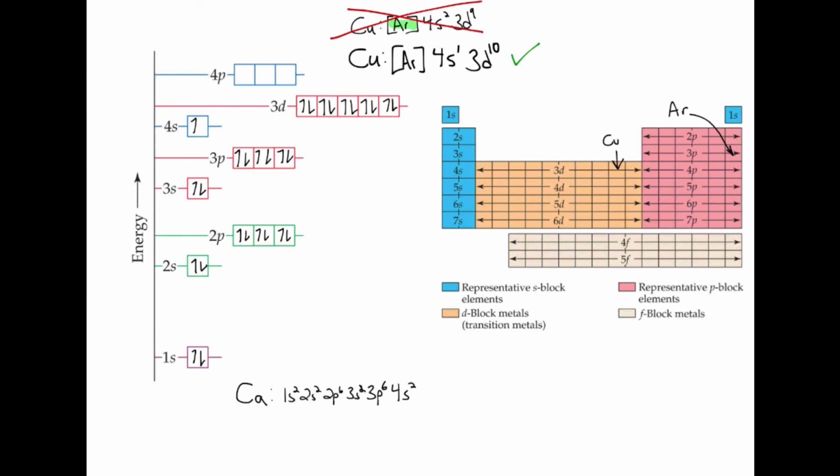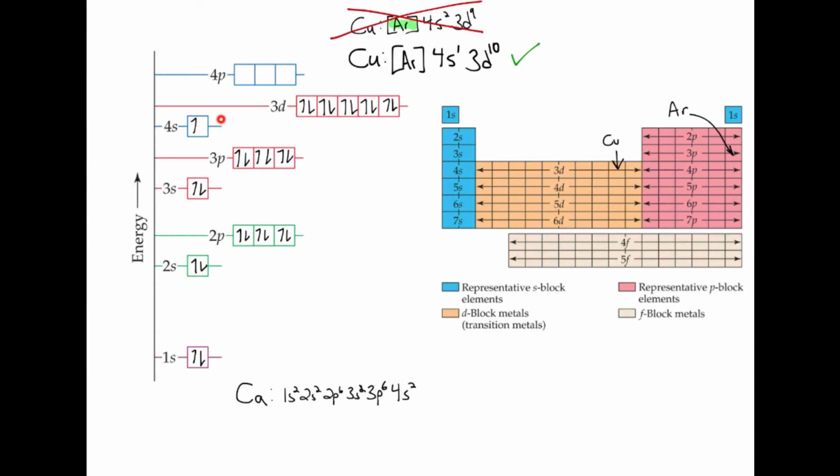But we now have a balance. We have a decision to make. Is it better to make the 4s especially stable with a full set of electrons inside, or is it better to make the 3d especially stable with a full set of electrons within it? And the correct answer is, of course, that it's better to make the 3d set full for essentially 2 reasons.